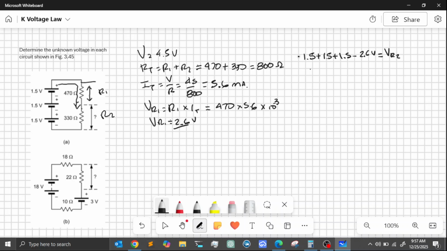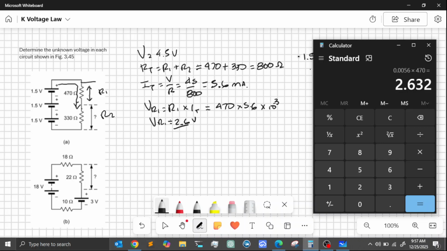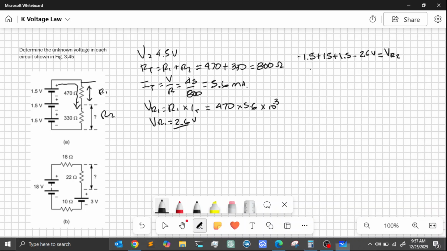Okay, pull the calculator here. So it is 4.5 minus 2.6. That is actually 1.9. The number is much bigger than this, but let's make it VR2 is equal to 1.9 volts. Okay, so if you plug in this 1.9 here in this equation, it should be equal to 0.